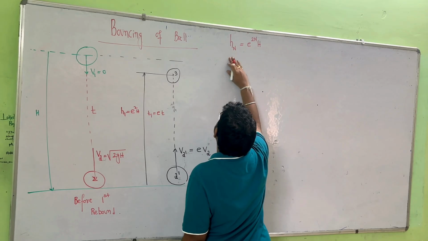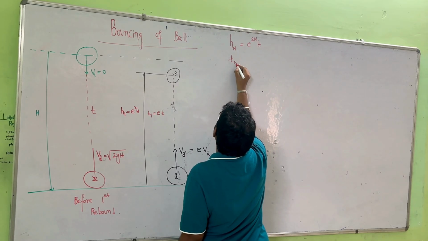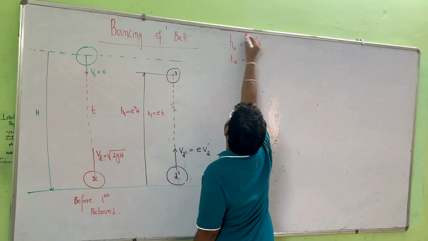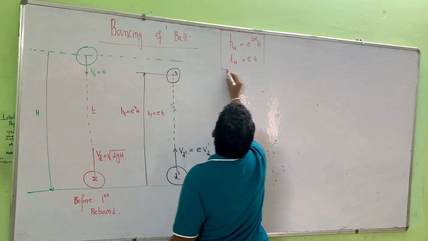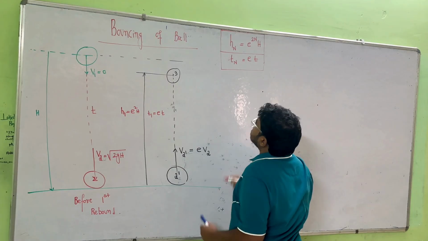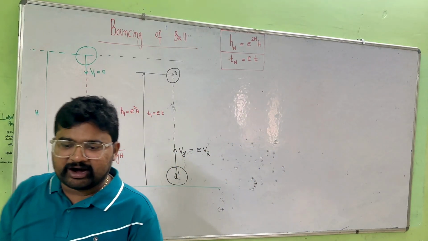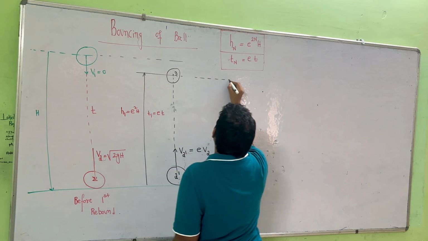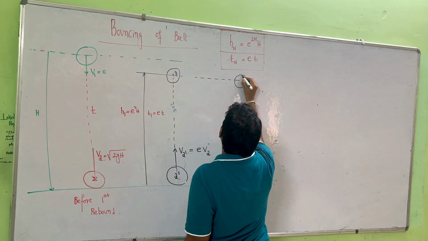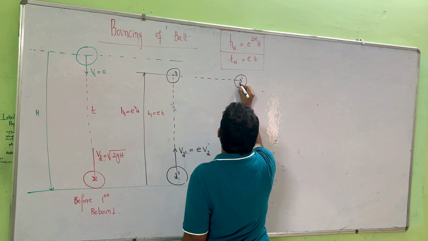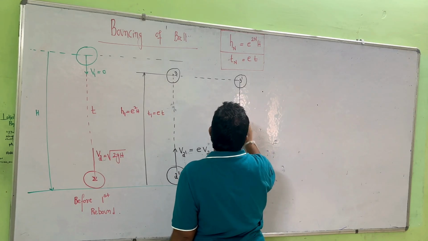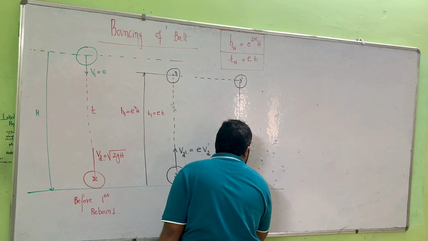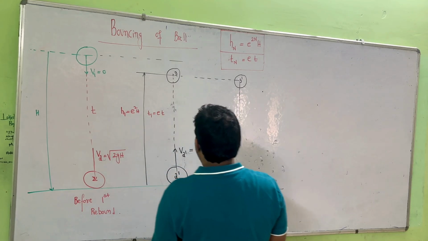Okay? Tn equal to how much? E^n into T. Understood or not? This is the bouncing height after nth rebound. Clear? So here to here, this would be coming back 3 dash. While coming back, velocity would be 0 and it will come up to here.